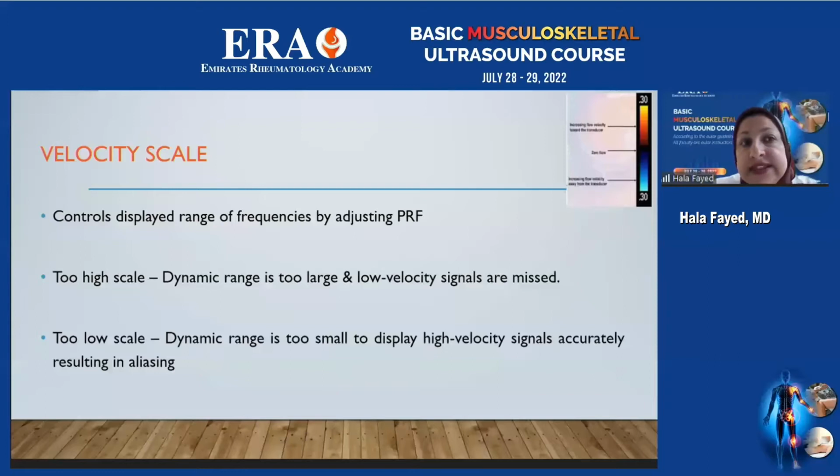Again, there is an item related to the PRF called the velocity scale. It controls the displayed range of frequencies by adjusting the PRF. If the scale is too high, the dynamic range is too high, and low velocity signals will be missed. And if too low, the dynamic range is too small to display high velocity signals, and this will result in the artifact called aliasing.